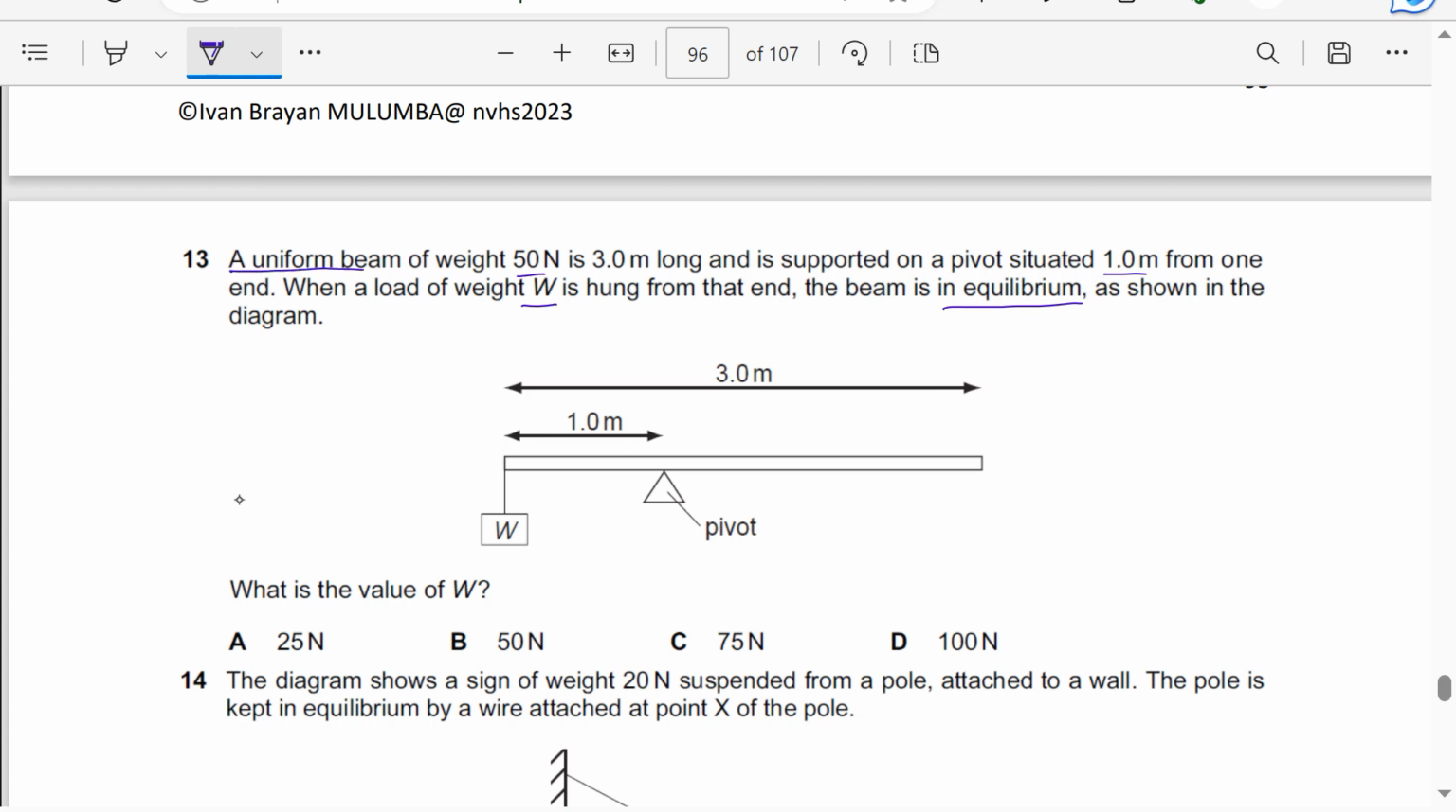So it is a uniform beam. Therefore, its weight acts at its midpoint, and this weight is 50 newtons. The beam is 3 meters, so from this point to the other end is 1.5, so this distance here is automatically 0.5. So taking moments about the pivot, this is clockwise, this is anti-clockwise. So W times the perpendicular distance, which is 1.0, is equal to 50 times the perpendicular distance, which is 0.5. Without even pressing the calculator, W is going to be 25 newtons. So the answer is A.